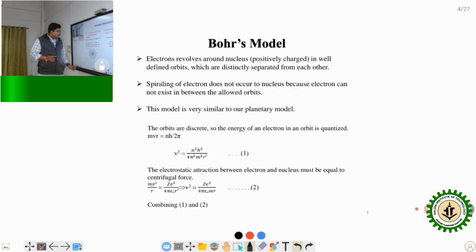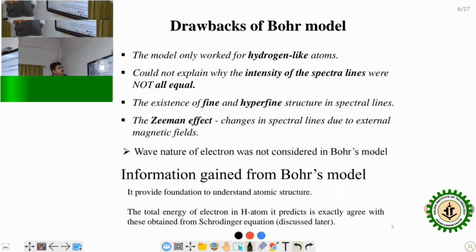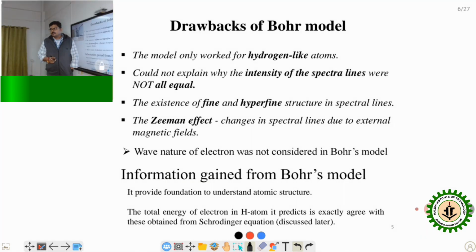But the main drawback of Bohr's model is that it cannot explain the atomic structure of many-electron systems. The model only worked for hydrogen-like atoms. The existence of fine or hyperfine structure in the spectrum lines cannot be explained by the Bohr model. The Zeeman effect and Stark effect also cannot be explained by the Bohr model. To explain those phenomena, we need to modify our atomic structure model.